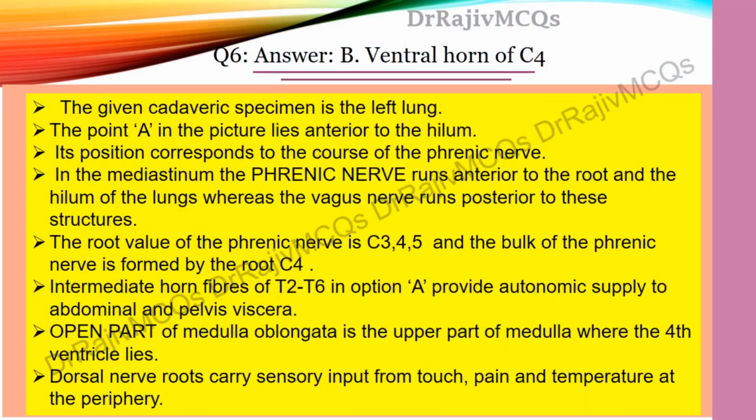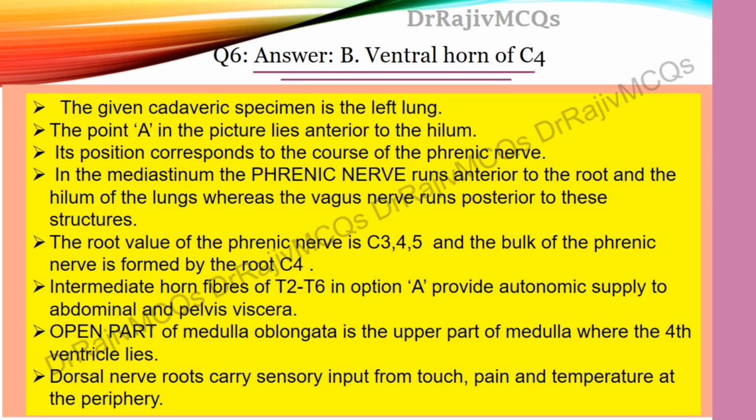The correct option in question number 6 is option B, that is ventral horn of C4. Each lung can be divided into four main parts: apex, base, root, and hilum. The given picture in question is a cadaveric specimen of the left lung because its conical end or apex is directed upwards and its lower end or base is directed downwards.